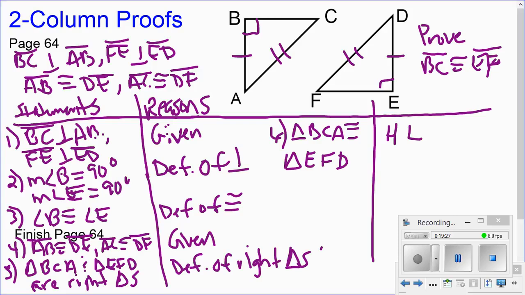So another way of saying that is that the corresponding parts of congruent triangles are congruent. So that's our reason for our last statement here, which is segment BC, which is a side of the left triangle, is congruent to its corresponding side, which would be, I'm going to be sure to go in the correct order, EF. And my reason is corresponding parts of congruent triangles are congruent. Short way of writing that is CPCTC. So we're done with our two-column proof. We have proven that segment BC is congruent to segment EF.